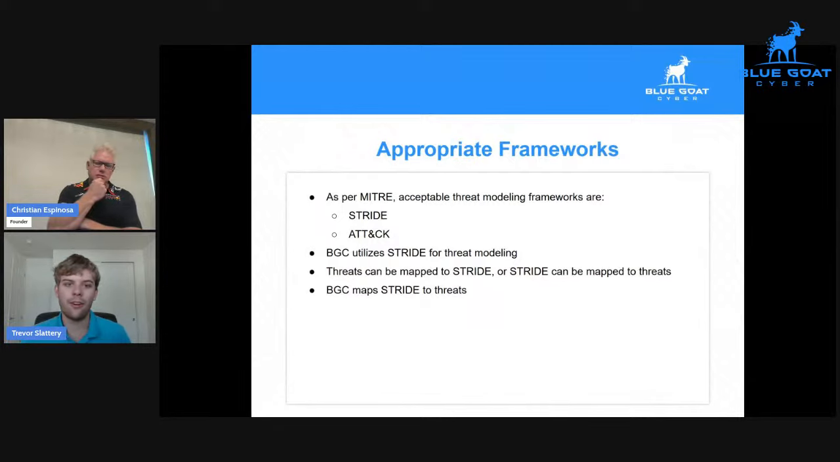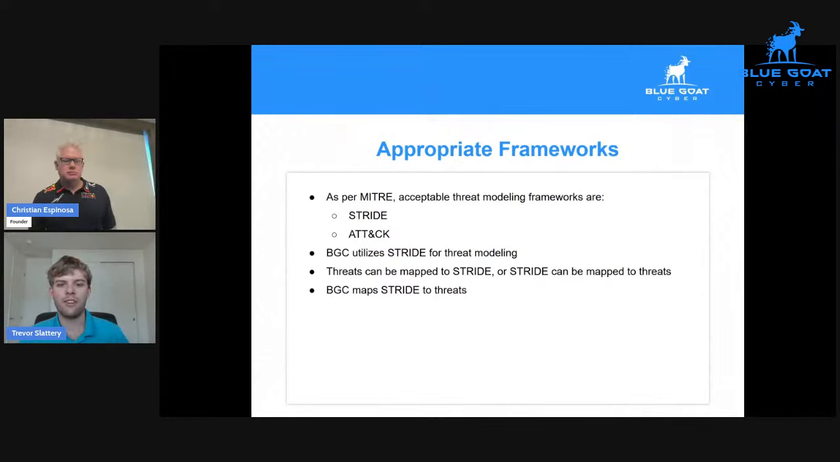All right. There are a couple of frameworks here. So as per MITRE's guidance, the acceptable threat modeling frameworks that we like to see in most cases for medical devices are STRIDE and MITRE ATT&CK. We typically use STRIDE for threat modeling, though this can vary. Threats can be mapped to STRIDE, or STRIDE can be mapped to threats. And it's an important distinction. In most cases, we like to map STRIDE to threats.